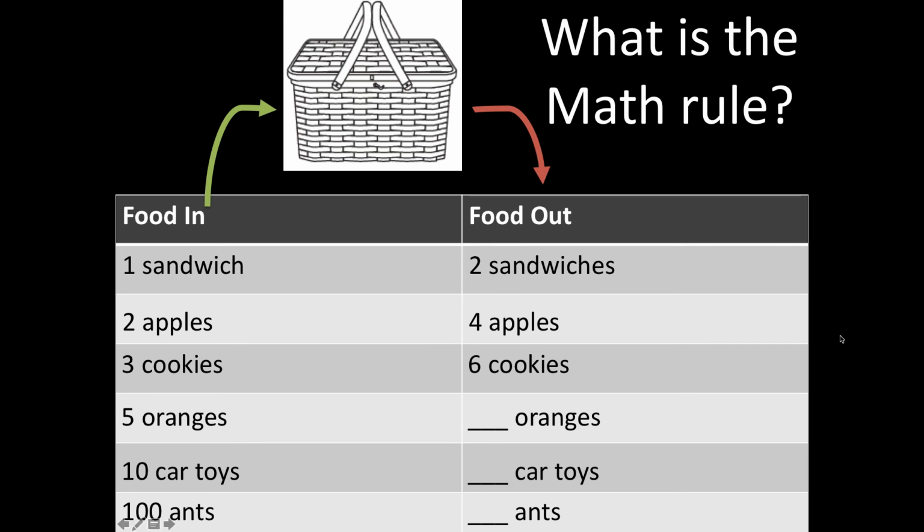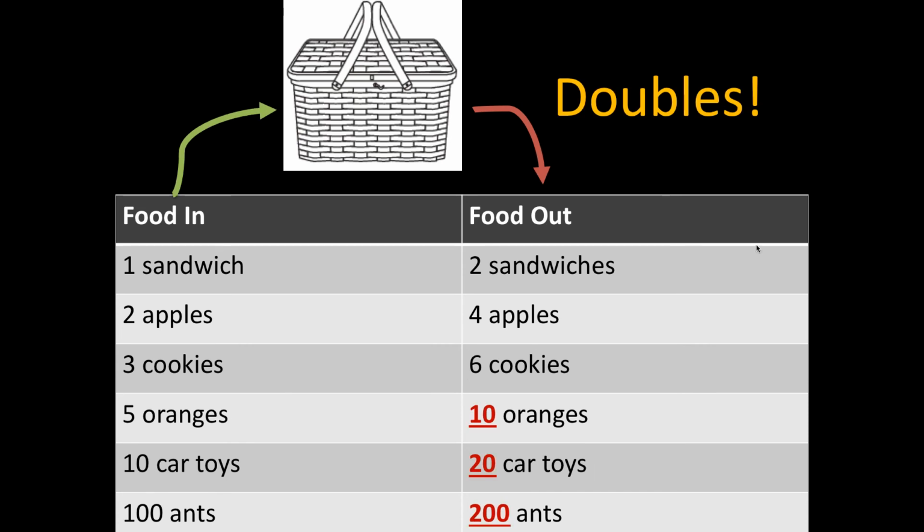All right, here we go. Ready? 3, 2, 1. Doubles! How many of you said that the rule was doubles? 1 doubled is 2. 2 doubled is 4. 3 doubled equals 6. 5 oranges go in, 10 oranges come out. Nice job if you said that.